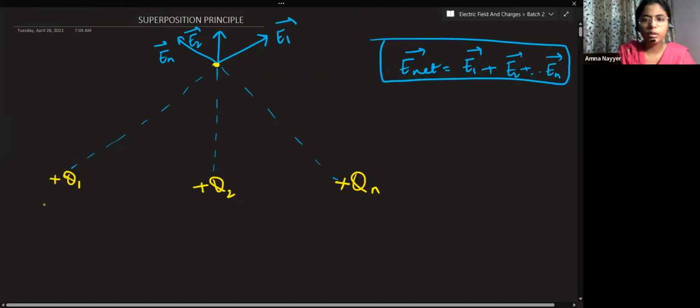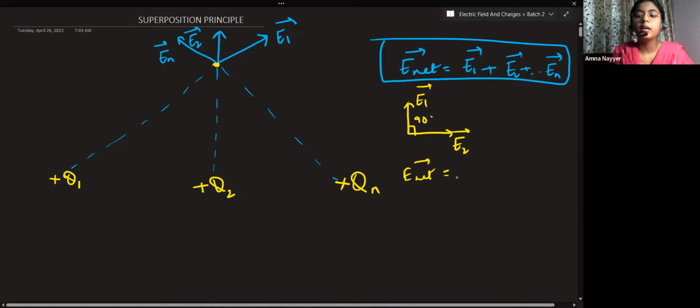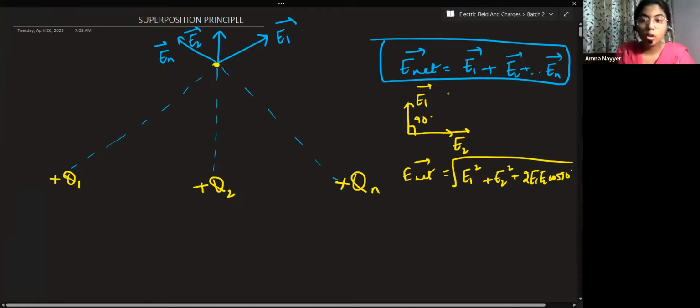See, if one electric field is in this direction, E1, and another electric field is in this direction, E2, both present, making an angle of 90 degrees, you will properly apply all the laws you have studied. The net electric field is given by the parallelogram law: E1 square plus E2 square plus 2 E1 E2 cos 90 degree. This will be the resultant, not E1 plus E2, the vector sum, not simply the sum of the values.